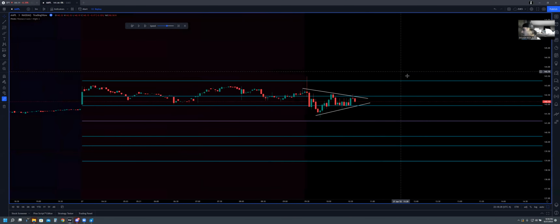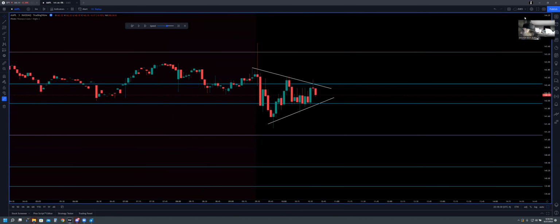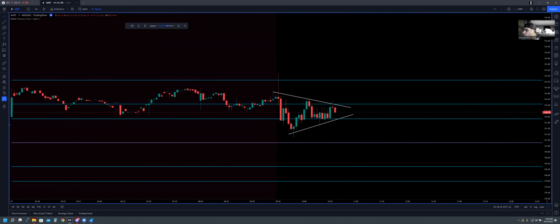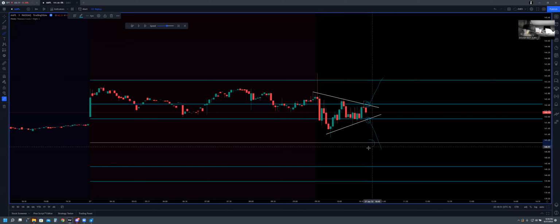We're setting up this symmetrical triangle, and with these patterns, they can break either side, right? They can break either upside or downside. So having these two levels right there, literally just price bing-bonging in between, we can have a break up here for upside or a break down here for downside. So this would be your target for puts, and this would be pretty much your target for calls. This would be your entry for calls, and this would be your entry for puts.